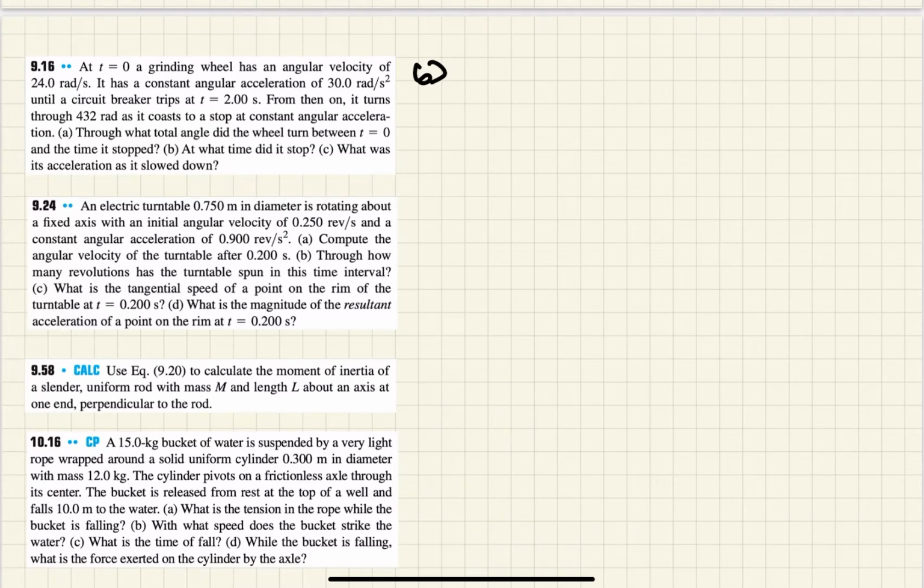For part B, with what speed does the bucket strike the water? Okay, this is just kinematics. Linear kinematics, mind you. V final squared is equal to V initial squared plus 2a delta x. Or delta y in this case because it's going vertically, but it doesn't really matter.